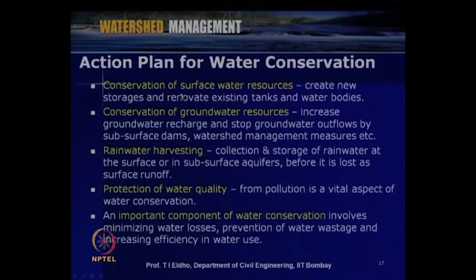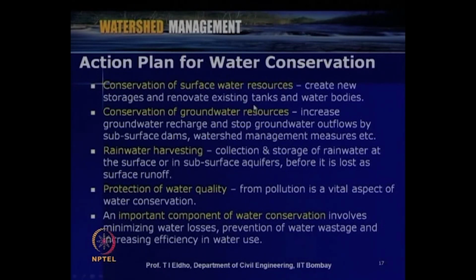Now, let us look at the action plan for water conservation. Various action plans are possible, and some of the important ones are listed here, like conservation of surface water resources. We can create new storages, we can have more ponds, more lakes or more reservoirs, and we can renovate the existing tanks and reservoirs, desilt them and remove the silt, so that more storage will be possible. That way we can conserve the surface water resources.